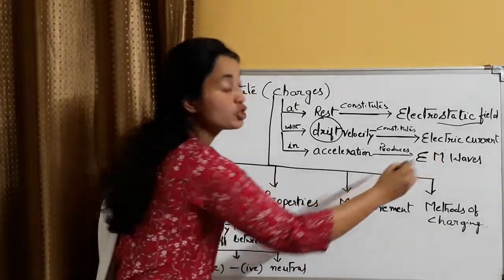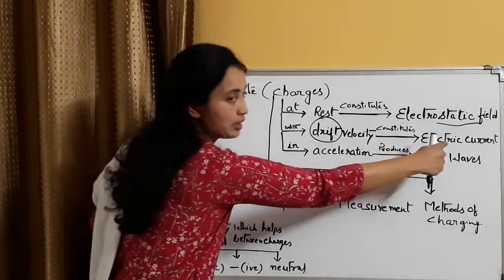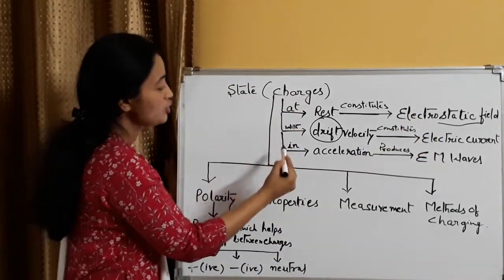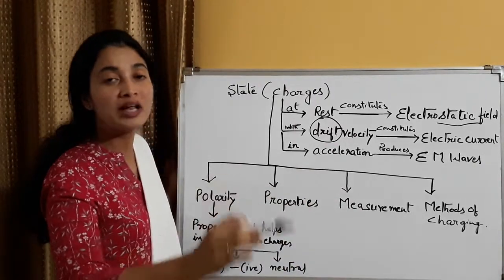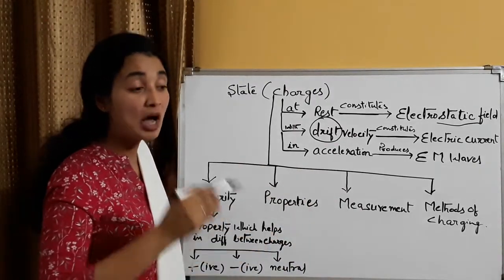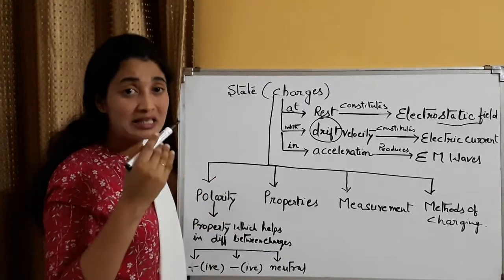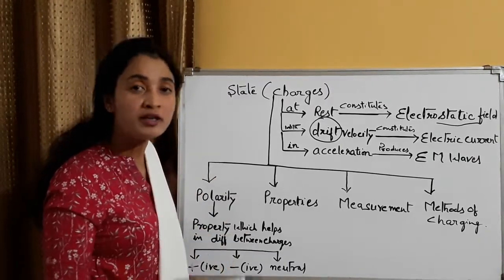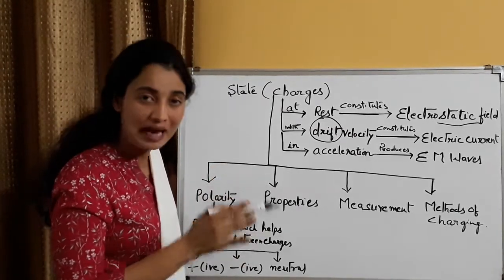Of course, this is going to be a chapter. Your third chapter of physics is electric current. Then if the charge is in acceleration mode, acceleration is the rate of change of velocity. If a charge is continuously changing its velocity, or you can say the magnitude of speed or direction continuously, you can say that the charge is in a state of acceleration.